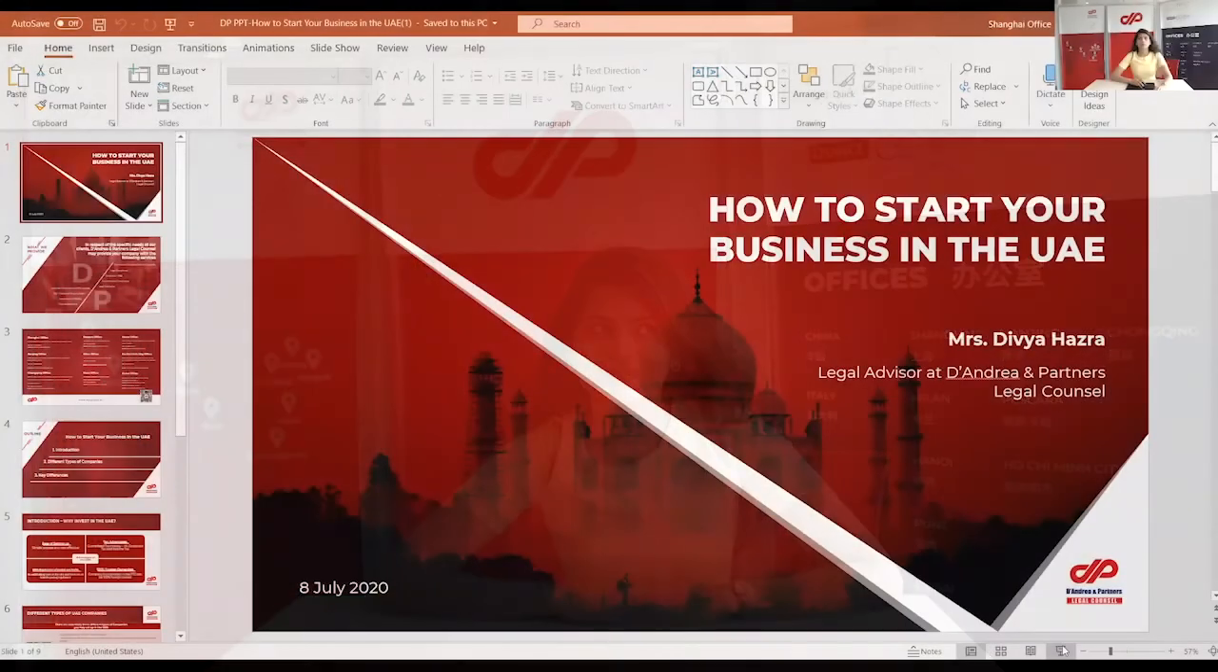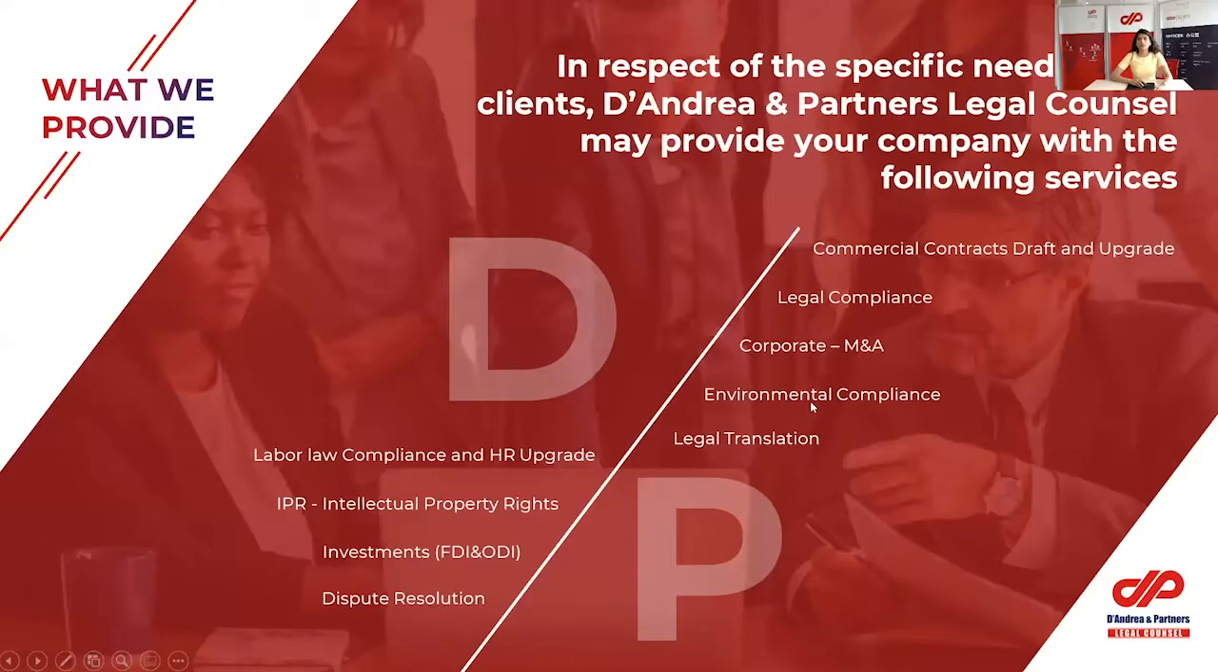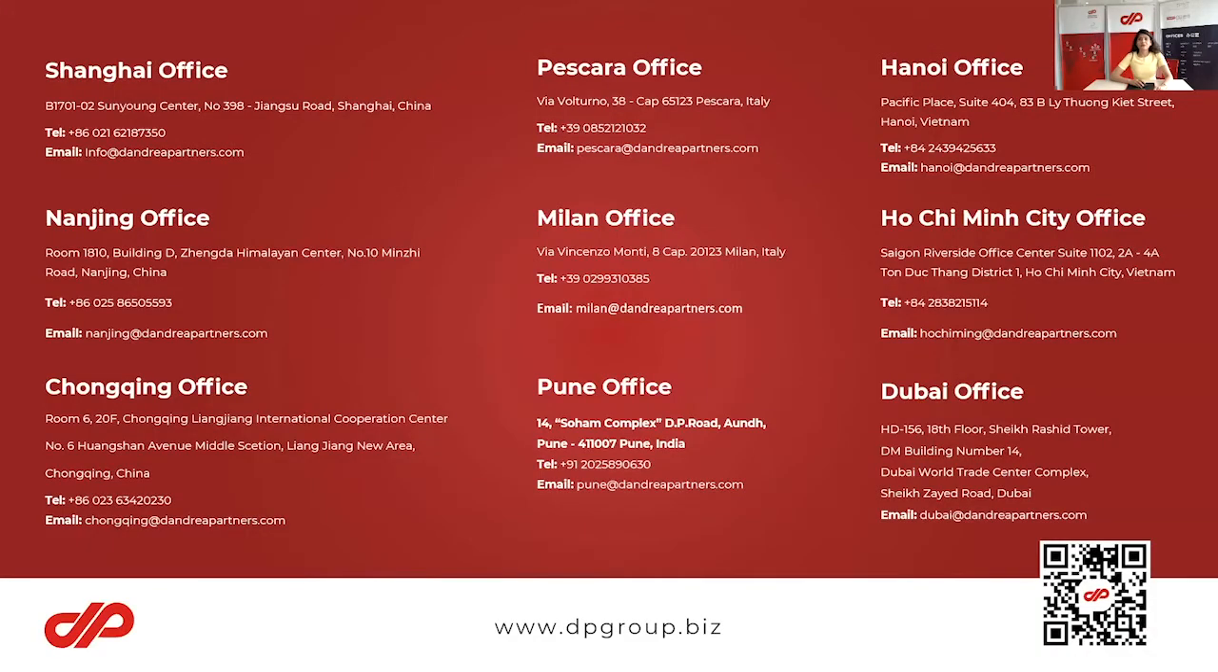Dantri & Partners Legal Counsel is a full-service law firm. Our key practice areas are corporate M&A, environmental law compliances, intellectual property rights, FDI and ODI, and dispute resolution. We have 9 offices globally in 5 different countries of the world.